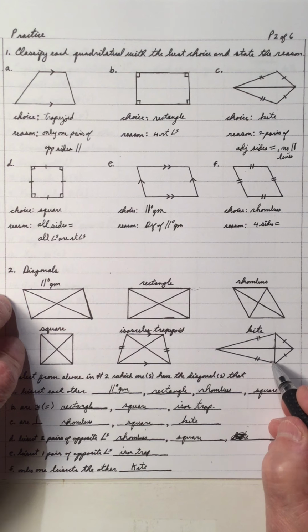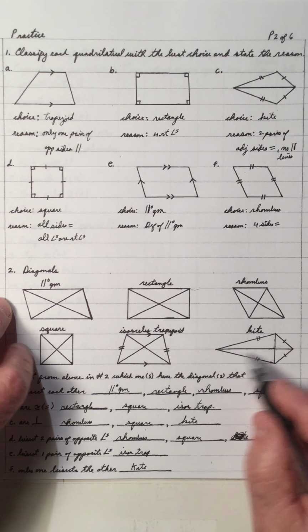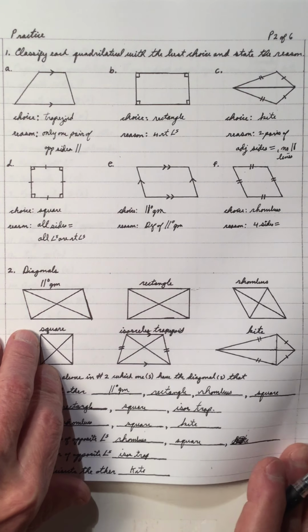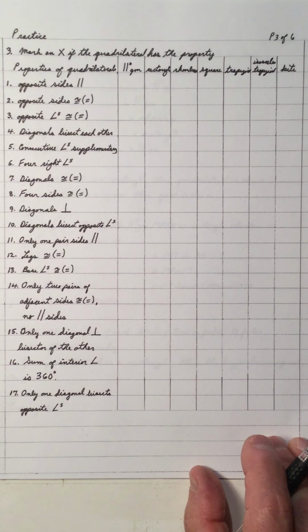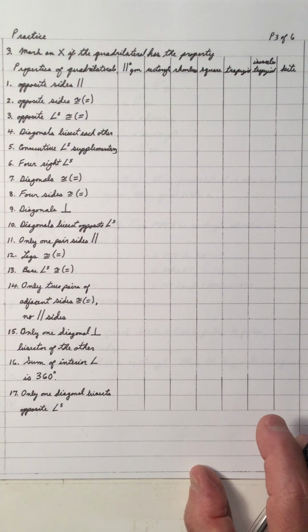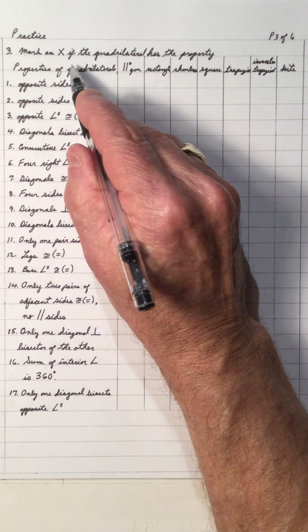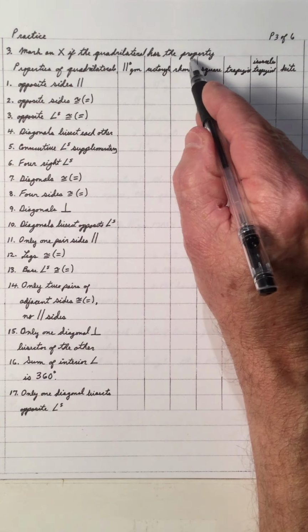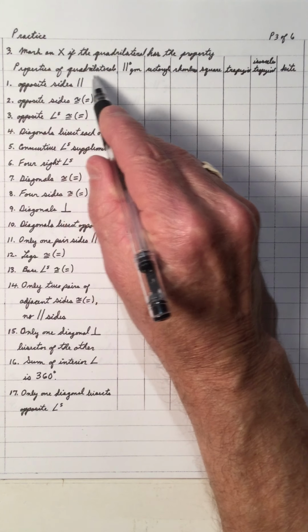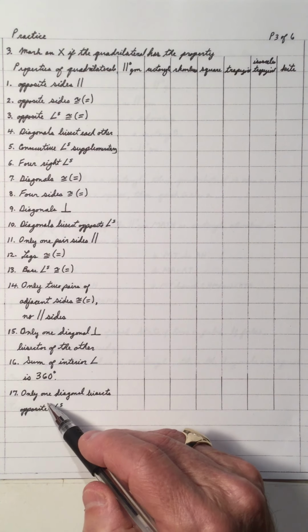The long one bisects the short one, but the short one doesn't bisect the long one. Okay, let's continue. Practice again. Pause the video and let's move through all the properties again. Mark an X if the quadrilateral has the property. Properties of a quadrilateral are labeled down here.